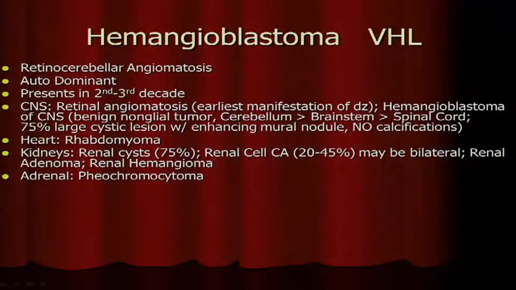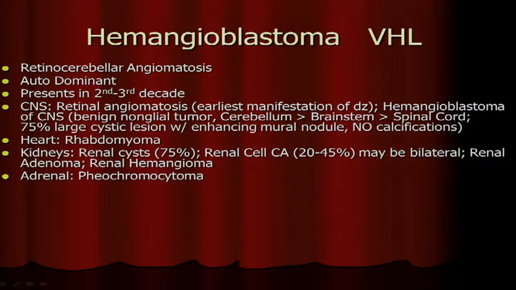Prognosis-wise compared with Wilms and renal cell, what is it? Worse, better, same? It's worse. Renal medullary carcinoma is terrible. So these kids get renal cell carcinoma. These kids, young adults, can get it, and it may be bilateral. They can get renal adenomas, renal hemangiomas, but not angiomyolipomas.